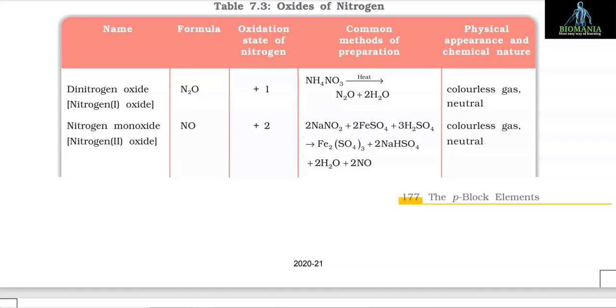Next one is nitrogen monoxide, and its formula is NO, and its oxidation state is +2, and its preparation method is 2NaNO2 plus 2FeSO4 plus 3H2SO4 gives Fe2(SO4)3 plus 2NaHSO4 plus 2H2O plus 2NO, and its physical appearance and chemical nature is colorless gas and it is neutral.